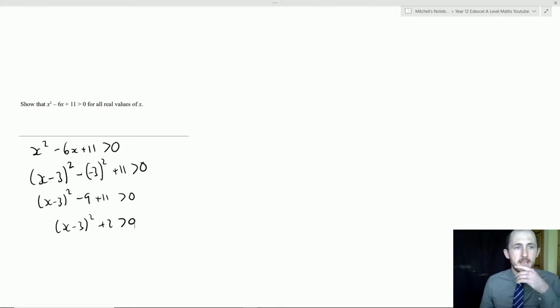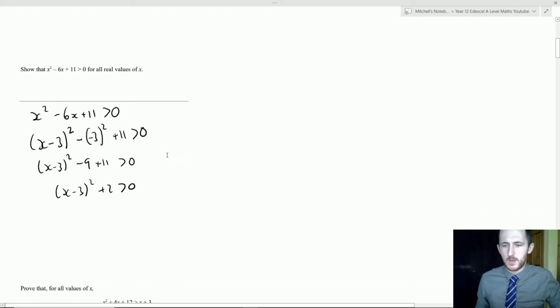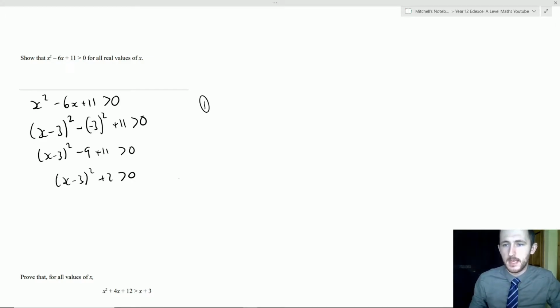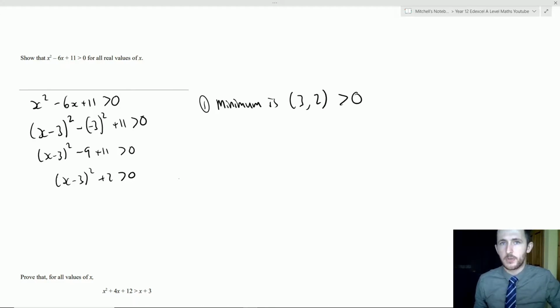Okay, now in terms of the reasoning, there's actually a few things that you can do. The good thing about being in sixth form now, or doing A-levels anyway, is you get a bit more freedom. So one way you can prove it, way number 1, is you can say that the minimum is, and again, flip the sign and keep the sign the same too, is greater than 0. So the lowest point on the graph, if I were to draw this quadratic out, the lowest point is at 3, 2.